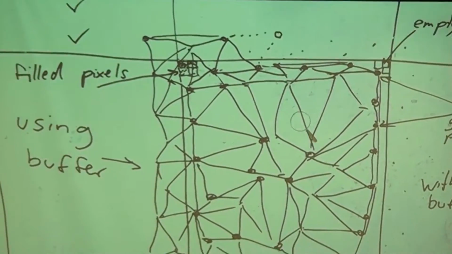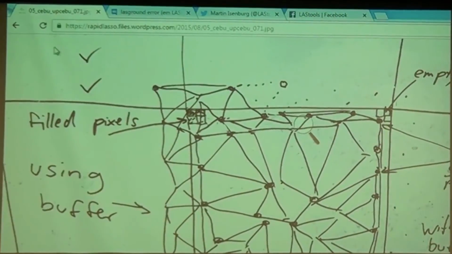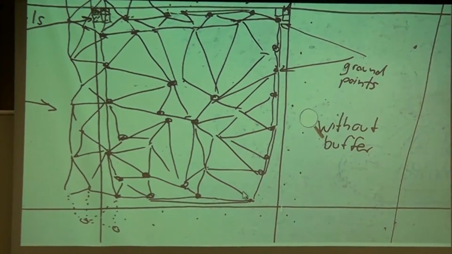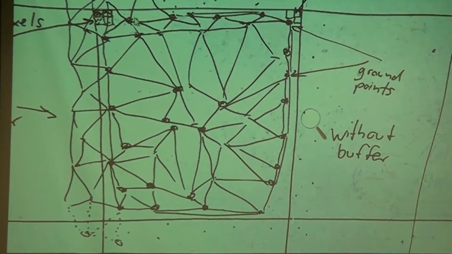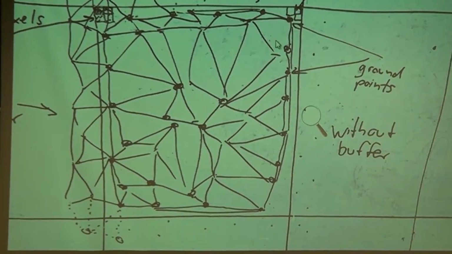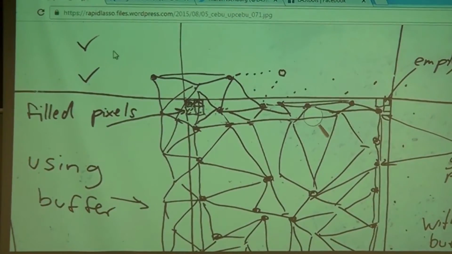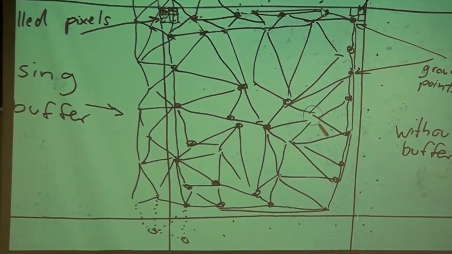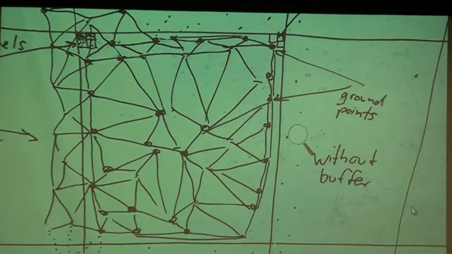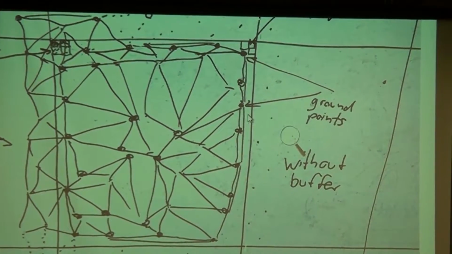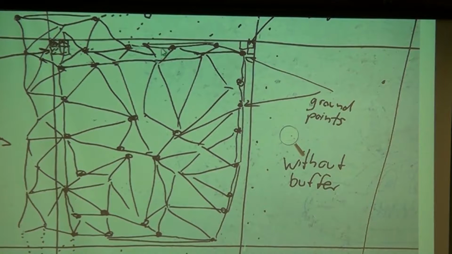So you see a tiling here, in the back. And then you see points, and these points are triangulated. You see this triangulation here. Now, if I operate without buffers, then I only use the points from inside the tile, like on this side here. And if I make a DTM, using only the ground points, for example, for this tile here, then I only use ground points from inside the tile.